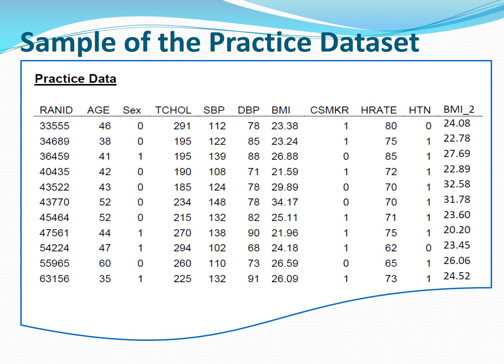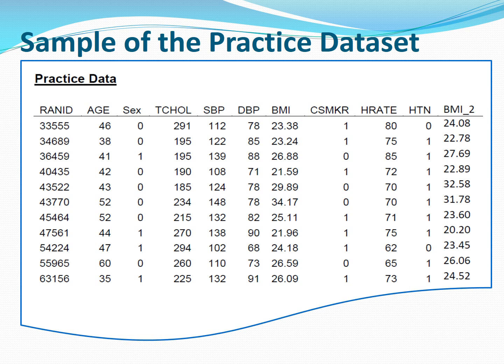This is a sample of the practice data set: the RANDID, the age, sex, total cholesterol, systolic blood pressure, diastolic blood pressure, BMI, current smoker status, heart rate, hypertension, and BMI measured at a second time point.